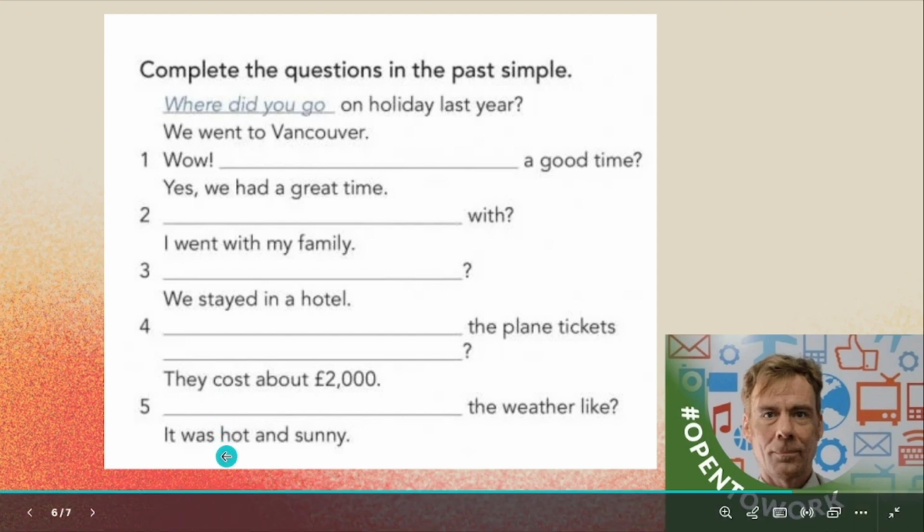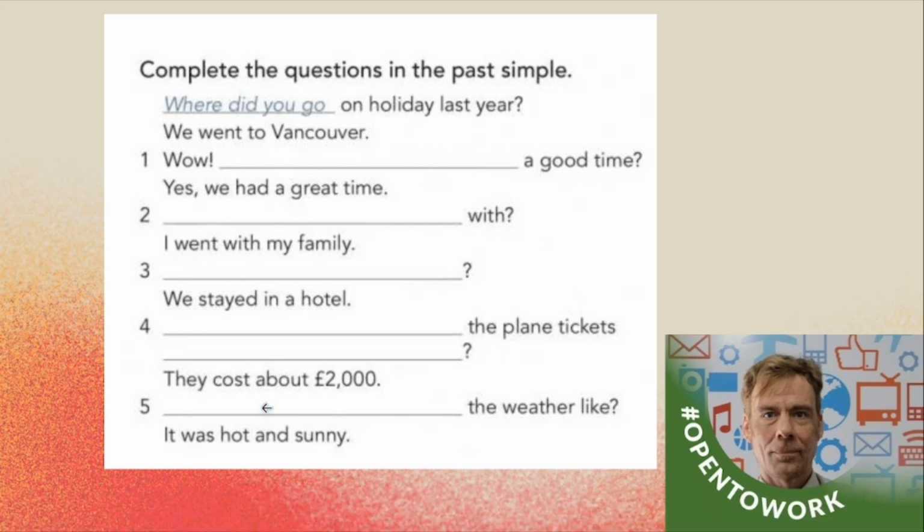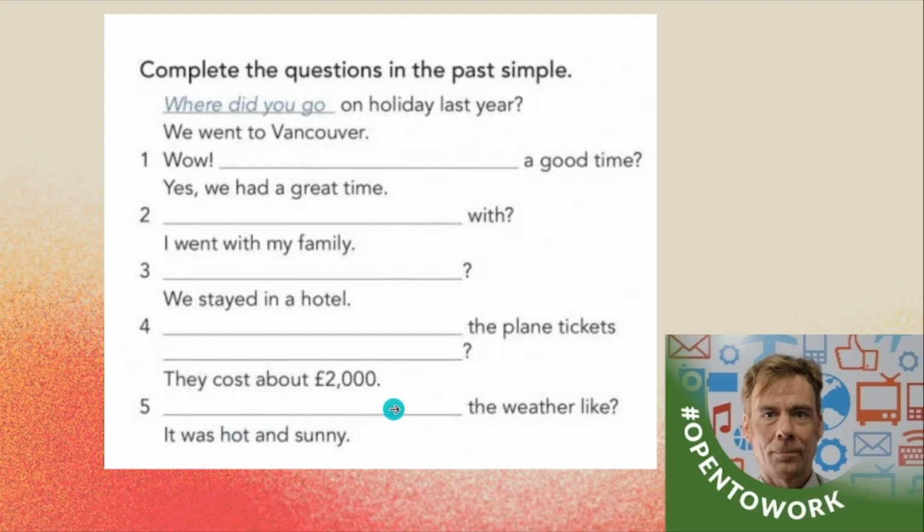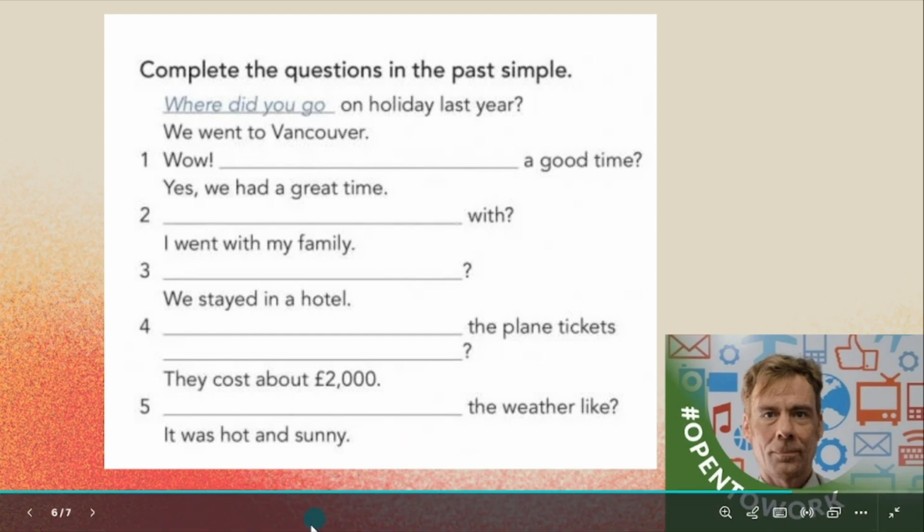And the last one is a little tricky too. It was hot and sunny. The end of the question, though, gives you a hint. The weather like. Here, the question word would be what, because this is a question with the verb to be. And your verb here is be in the past tense. So what was the weather like? It was hot and sunny.